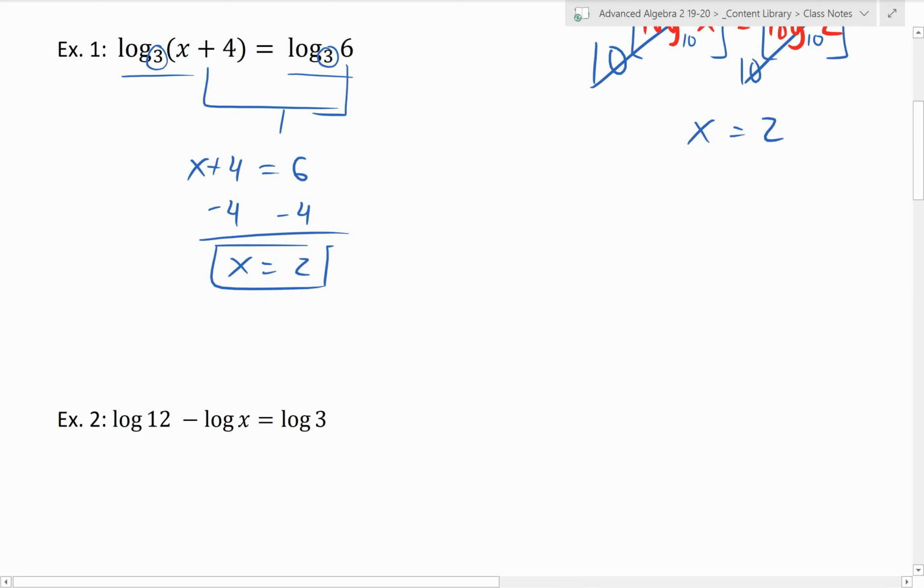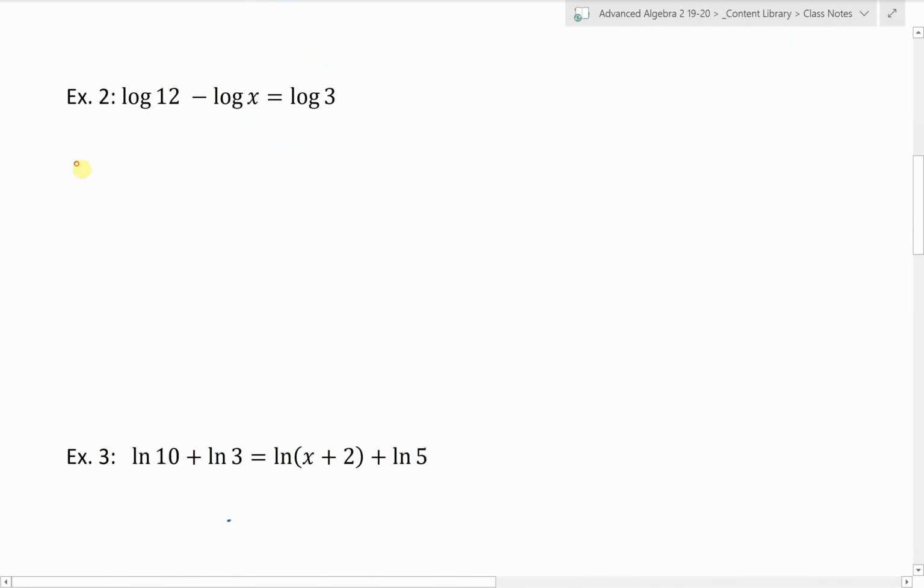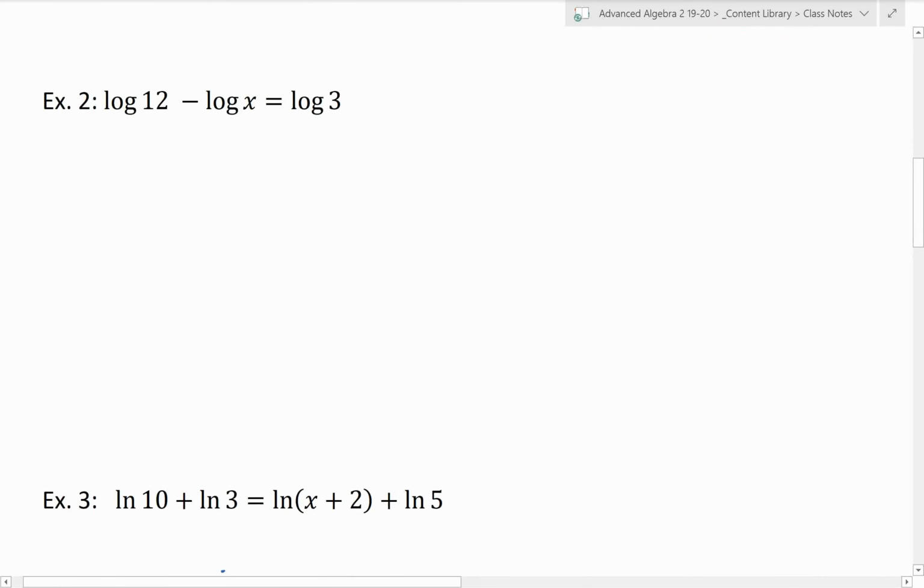Okay, so when we have a single log set equal to a single log, really simple, really straightforward, just set the powers equal and solve. Okay. Let's do another example where we don't have a single log equal to a single log. So this is where we have to use the rules that we've been talking about in the last section.